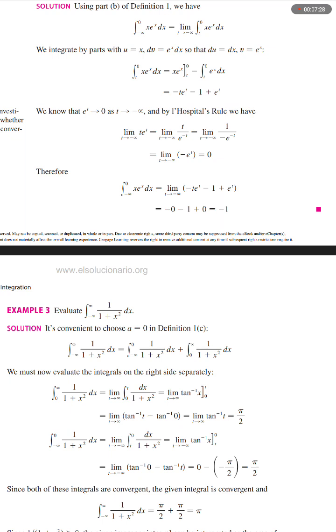Therefore, the integral from negative infinity to 0 of x times e to the power x dx equals the limit as t approaches negative infinity of (negative t times e to the power t minus 1 plus e to the power t), which equals negative 0 minus 1 plus 0, which equals negative 1.